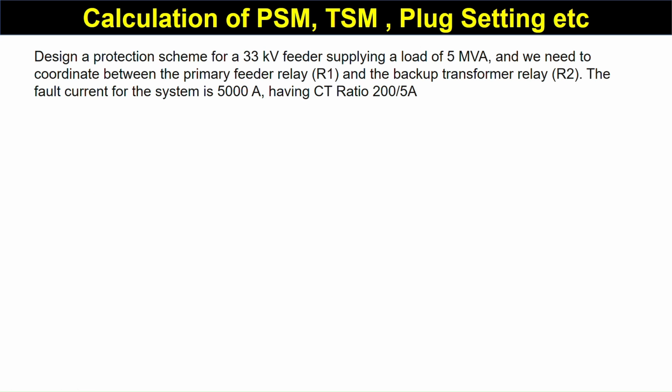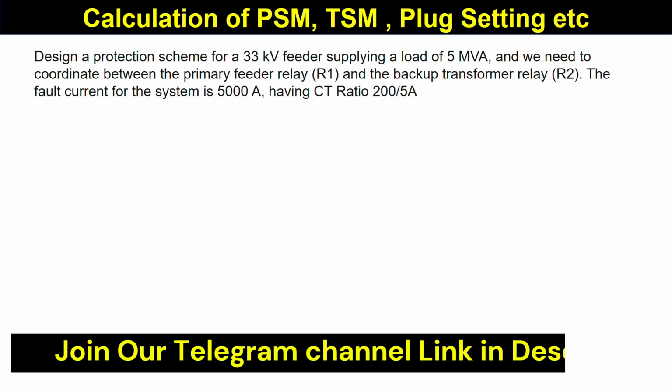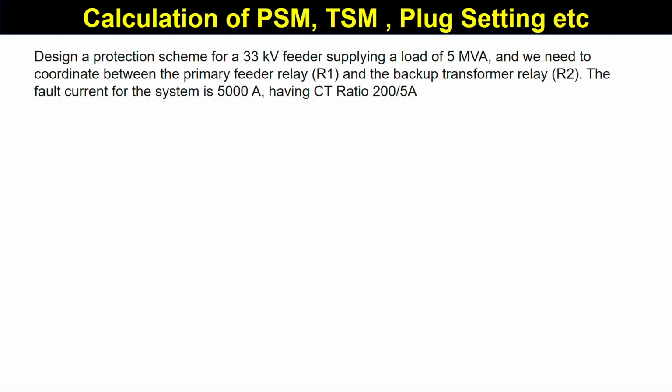Design a protection scheme for a 33 kV feeder supplying a load of 5 MVA, and we need to coordinate between the primary feeder relay and the backup transformer relay. The fault current for the system is 5000 amperes and the CT ratio is 200 by 5 ampere. That means we have to make a protection scheme for a 5 MVA load with a fault current of 5 kiloamperes and a CT ratio of 200 by 5. We have to make a coordination between the primary relay, the feeder relay, and the transformer relay.